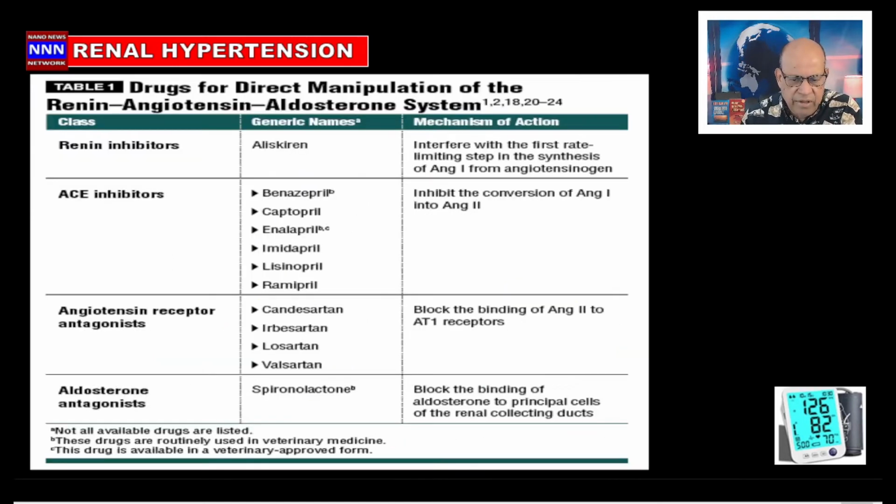Let's look at some of the important drugs in these three major categories. Namely, renin inhibitors: aliskiren, which interferes with the first rate limiting step in the synthesis of angiotensin 1 from angiotensinogen. So this renin inhibitor blocks the conversion of angiotensinogen to angiotensin 1. So that's where it works. ACE inhibitors, of course, prevent the conversion of angiotensin 1 to angiotensin 2, and here are the drugs.